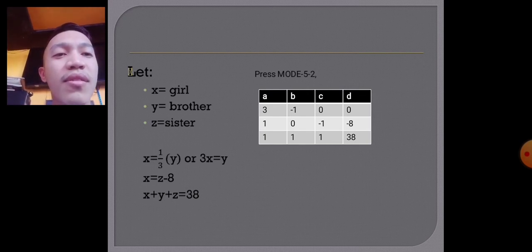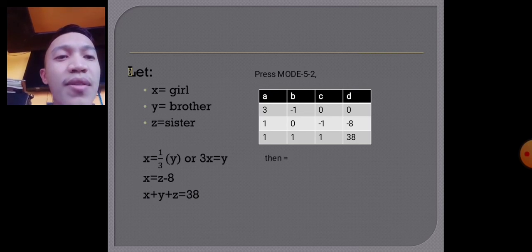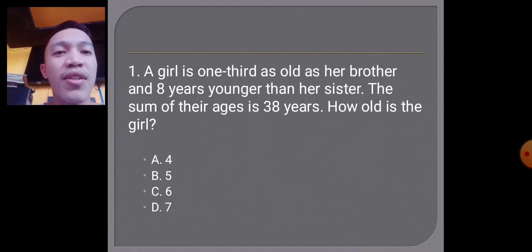And for the last equation, we have for A, B, and C, we have 1, and the constant is 38. After you input that to the calculator, you press the equal sign, then you should have the value of X, which is 6. Now that's letter C.